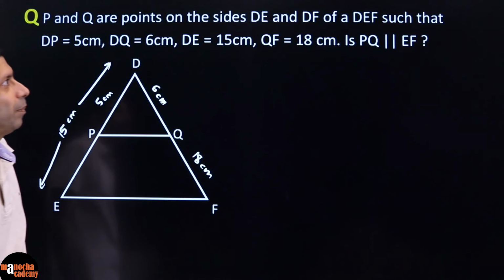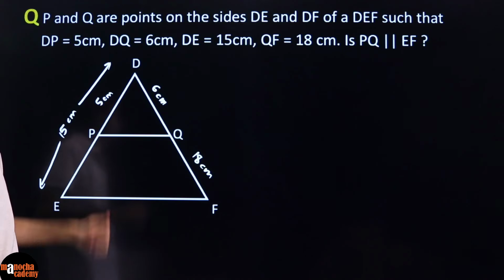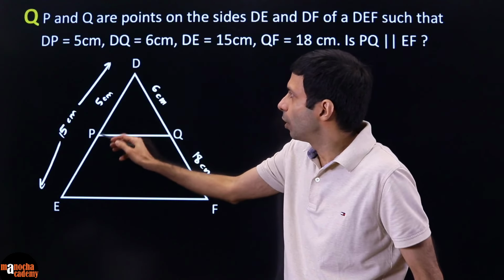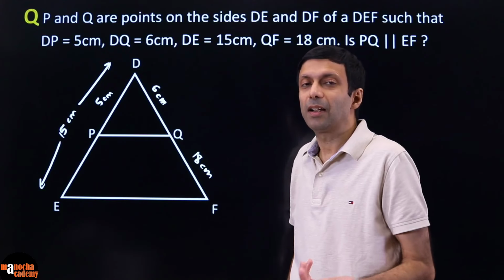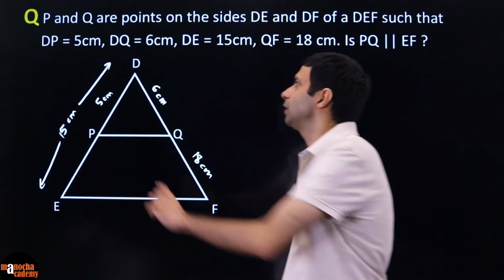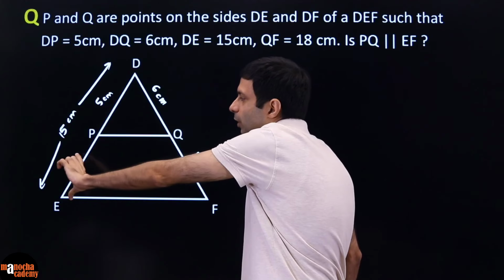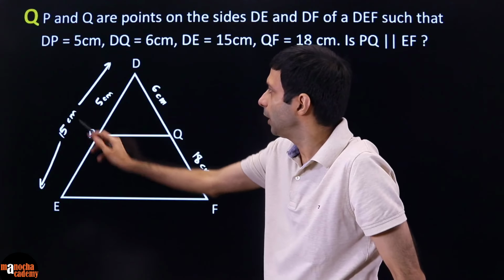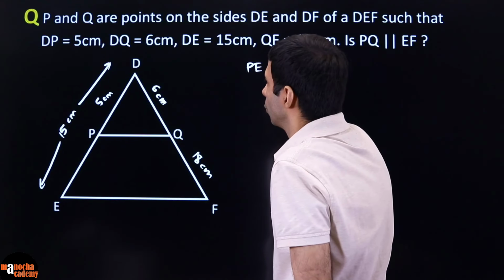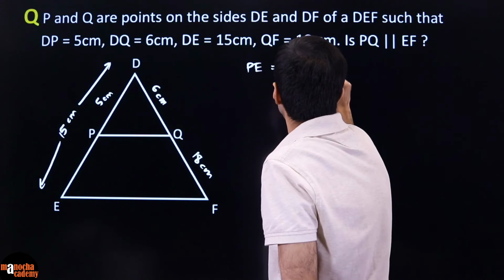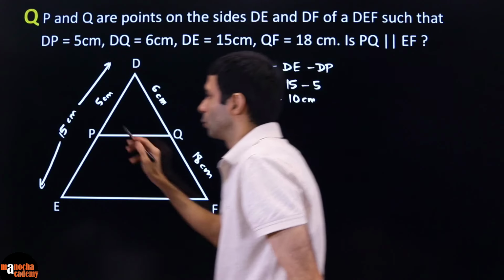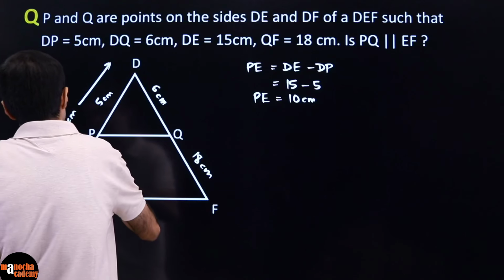So the question is: is PQ parallel to EF? What do you guys think? One way is you could use small side is to the big side, but Thales theorem might be simpler because we want to prove PQ is parallel to EF. We can easily find this length. What is the length of PE? The length of PE is going to be DE minus DP, which is nothing but 15 minus 5. So that's 10 centimeters.